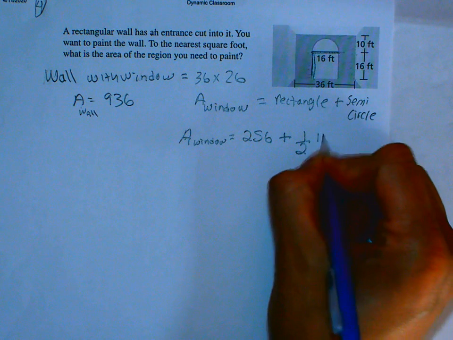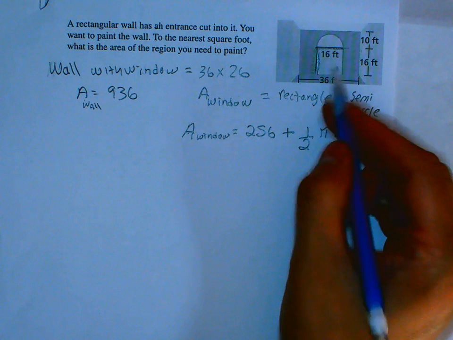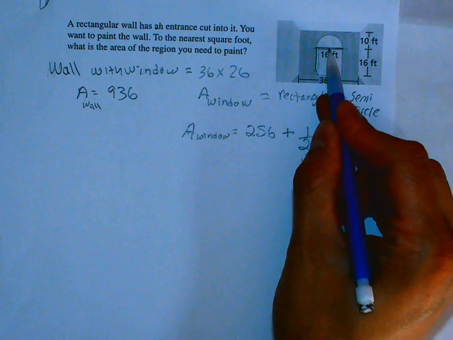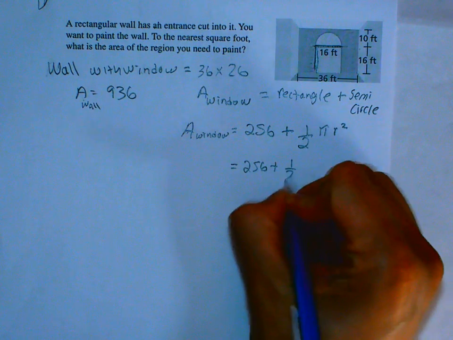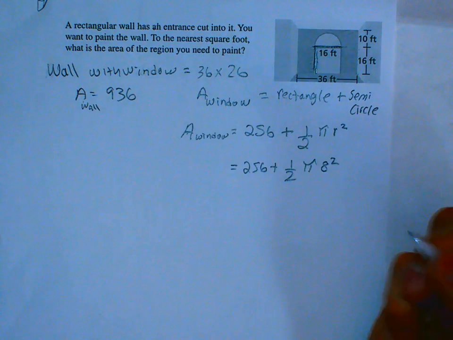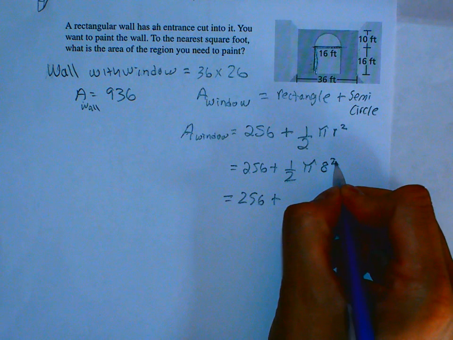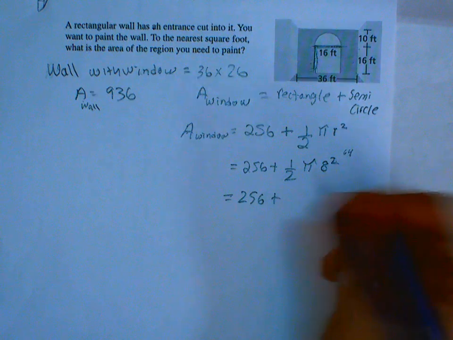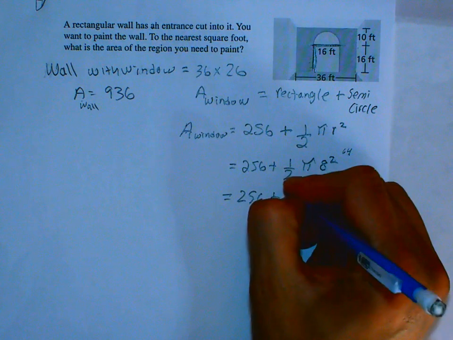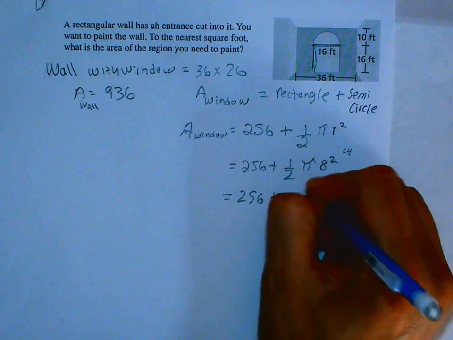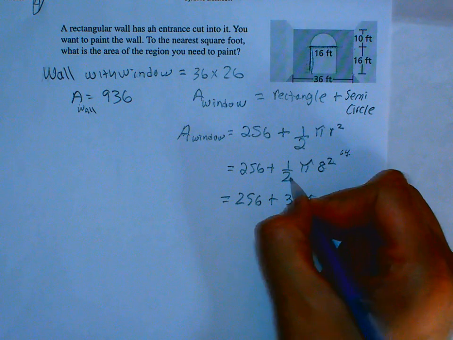Now, to find the area of the semicircle, I'm going to find the area of the circle and multiply it by 1/2. Now, here's the thing. The radius: if the diameter is 16, that means the radius is 8. And I just continue to simplify. 8 squared, that's 64. 64 divided by 2 is 32. So it's 32 pi.